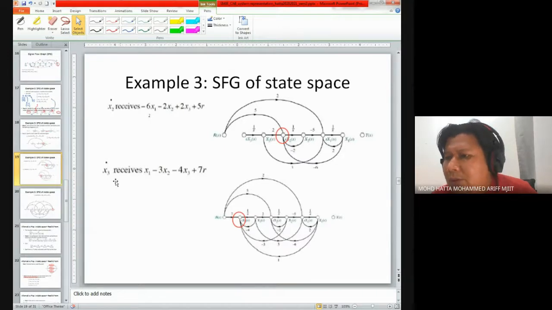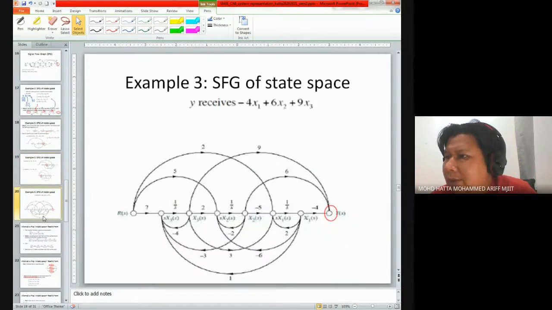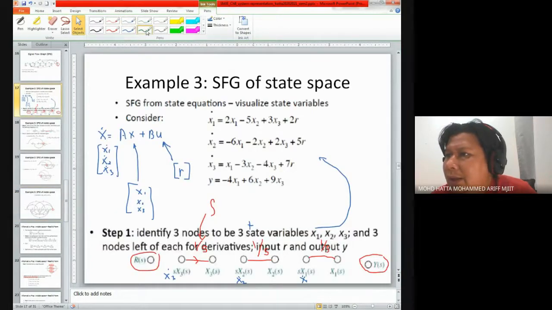And the third equation, we focus at x3 dot and we draw a line to x3 dot. And the same procedure that we did earlier for x1. And the last one is the equation that I didn't mention before this, which is the output equation. And the output equation is y.